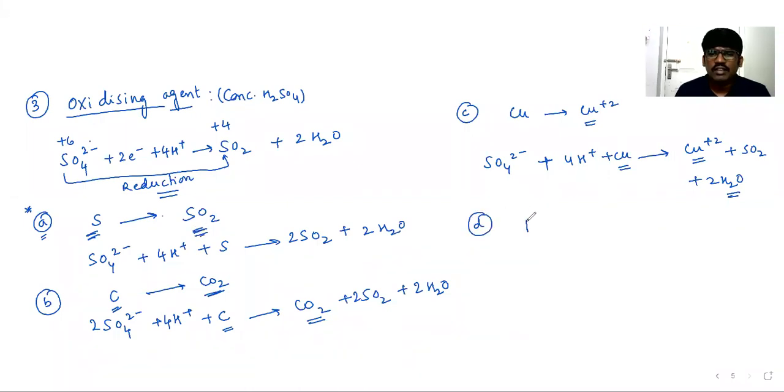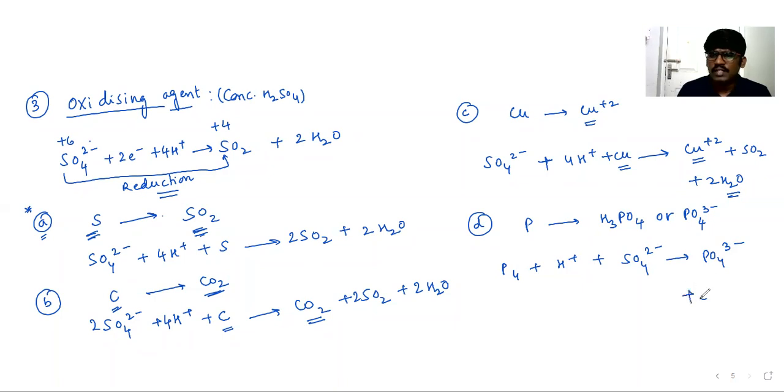In a similar way, phosphorus can be oxidized to H3PO4, that is called phosphoric acid. I can give it as PO4 3 minus. So I'll write this as P4 and H plus ions, SO4 2 minus, which will be converted into PO4 3 minus plus SO2 plus H2O. Of course, you have to balance this reaction as a redox reaction. P4 can be converted into phosphate ion plus SO2 plus H2O.